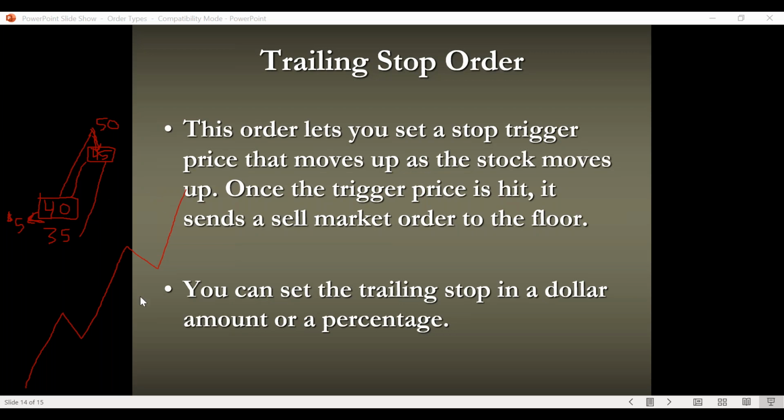Now, you can also set these up as a percentage. You buy your stock at $40. I want to stop out if it drops down 5% or 3% or something like that. A lot of them use like a 3% trailing stop. And so if that stock drops down 3% off its high, it'll stop you out of the trade. Okay.